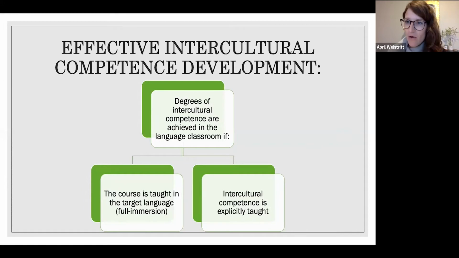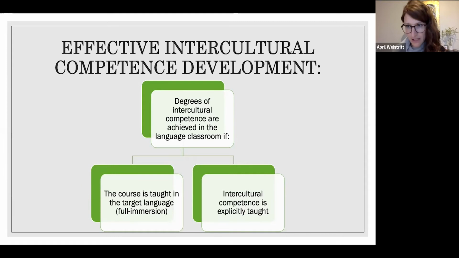We want to say how. And we have degrees of intercultural competence achieved in the language classroom. And for us, it is dependent upon 2 things. This is something you might have heard me say in the past, but it is dependent upon the course being taught in the target language. And it is dependent upon intercultural competence being explicitly taught in activities. Meaning you need to have activities that target intercultural competence development.